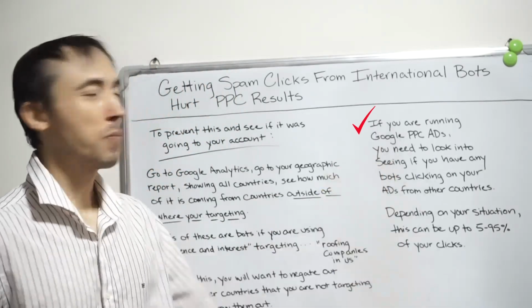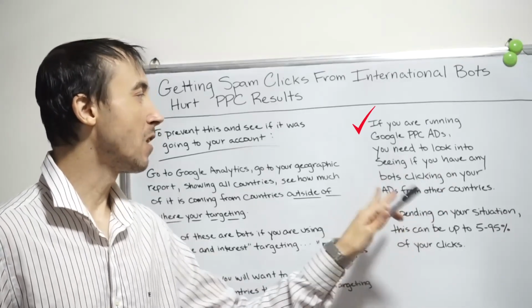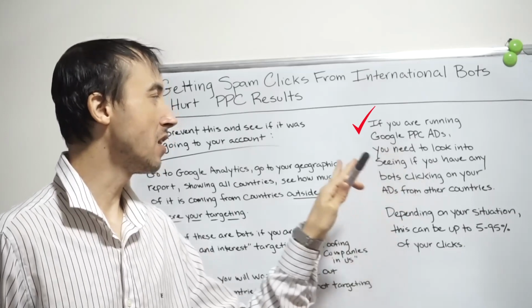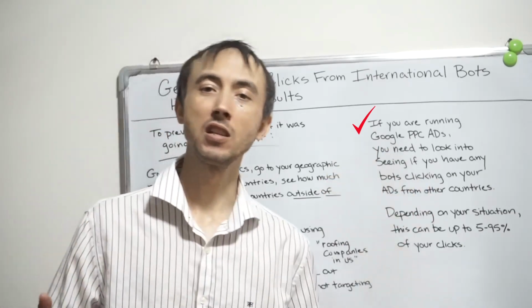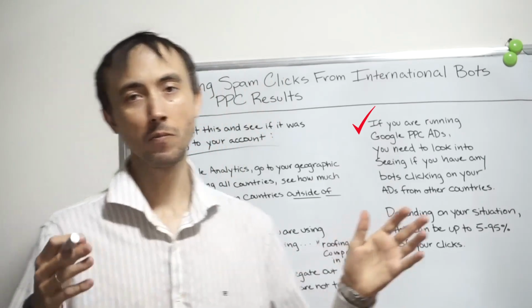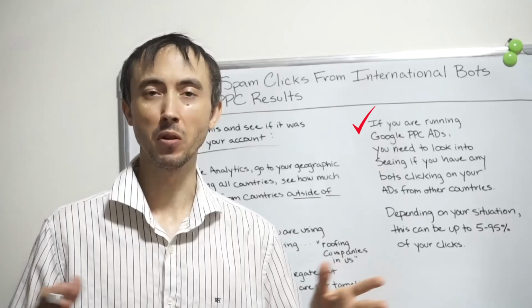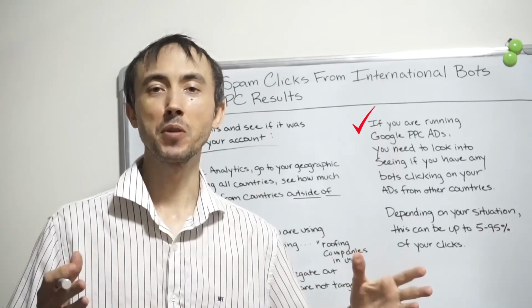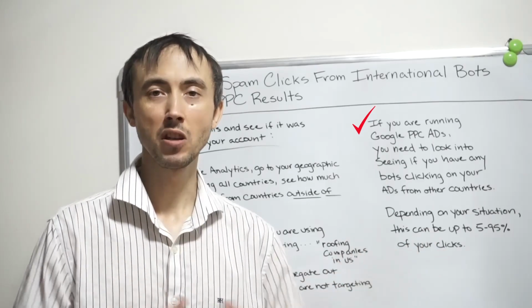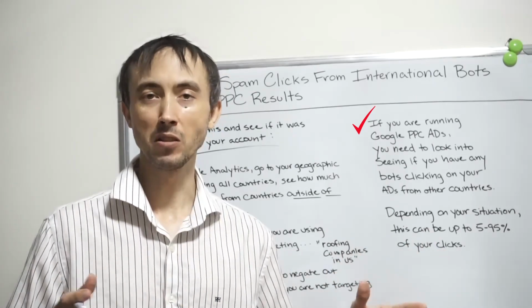If you're running Google PPC ads, you need to look into seeing if you have any bot clicks on your ads from other countries. One way you can easily do this is go to your analytics that will tell you geographically where people are coming from. And of course you can audit and see what percentage is coming from other countries, of which the larger the percentage there is, the more likely it is you obviously have a problem.